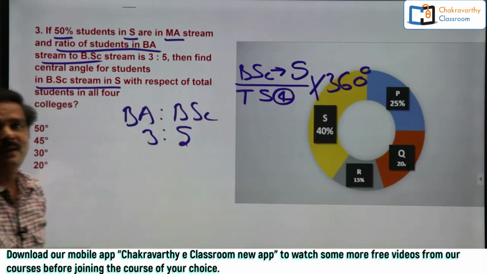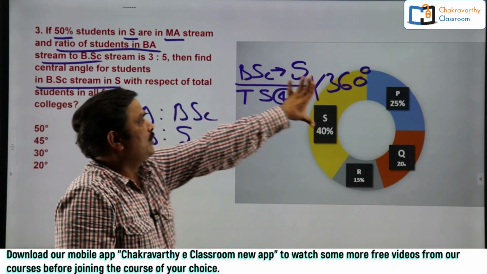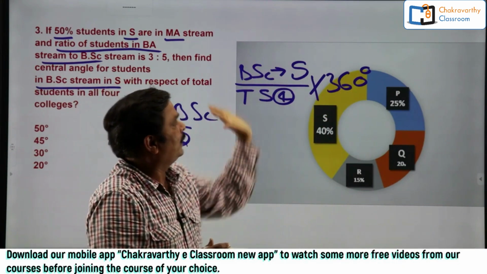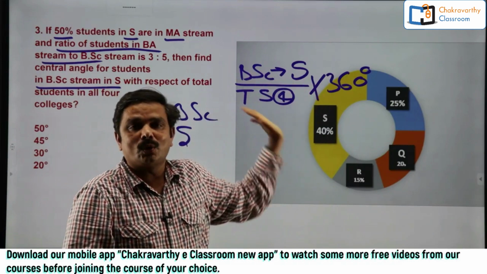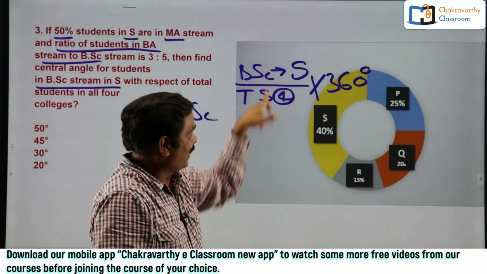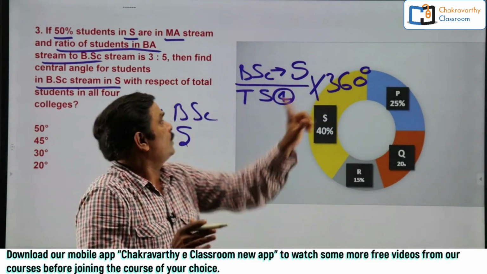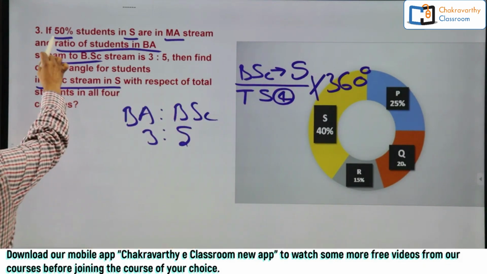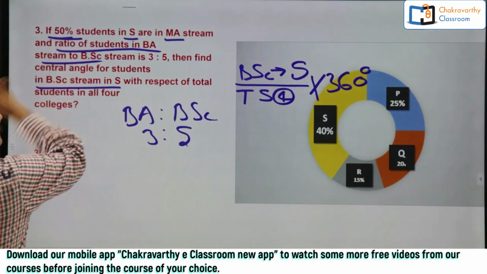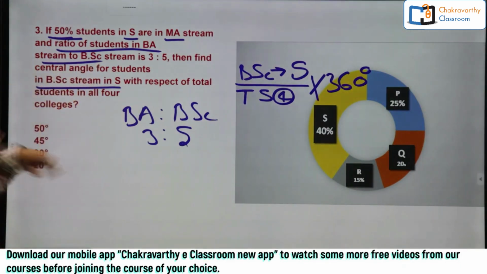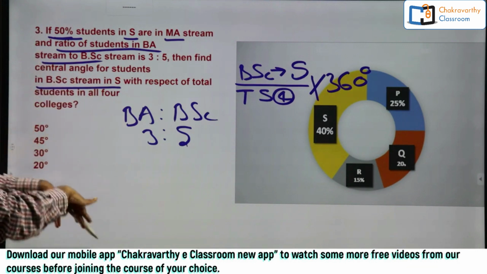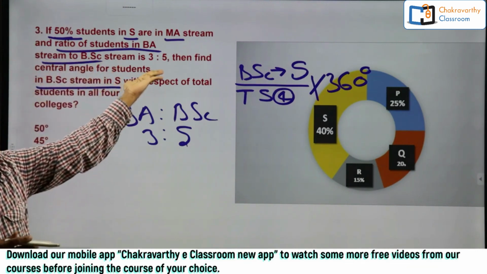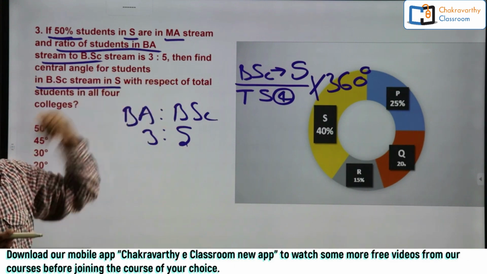This is the answer. When you want to show a fraction as a percentage, you multiply by 100%. When you want to convert that into an angle, that is, the central angle, it is fraction into 360. Now what's the fraction here? BSc students in S. What's the total students in college S? 50% are from MA. That means the remaining 50% are BA plus BSc. Then the ratio they have given. Easily you can find out BSc students in S.